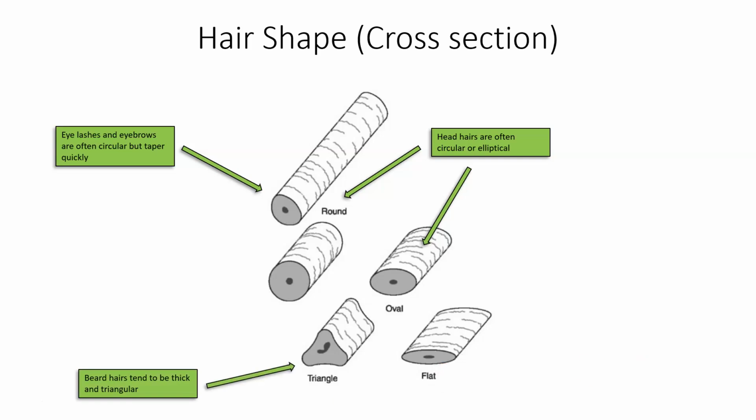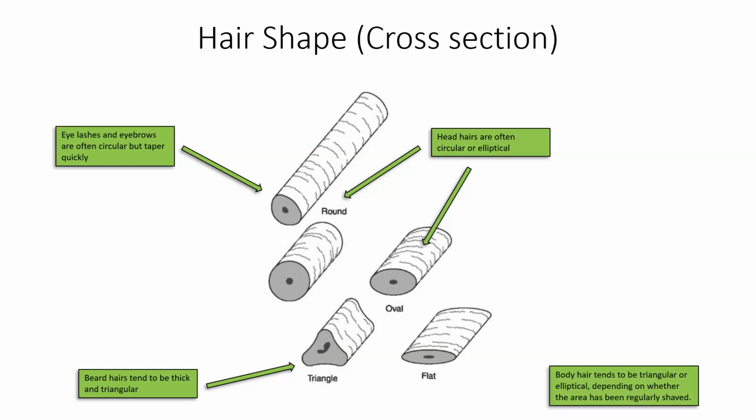Beard hairs tend to be really thick and triangular, and that's most of the time because they are shaved off frequently. And so the hairs tend to get this really thick triangular shape with double medulla. A lot of times you can see one medulla here and one medulla here, and it just depends on how that hair becomes shaped into that triangular pattern.